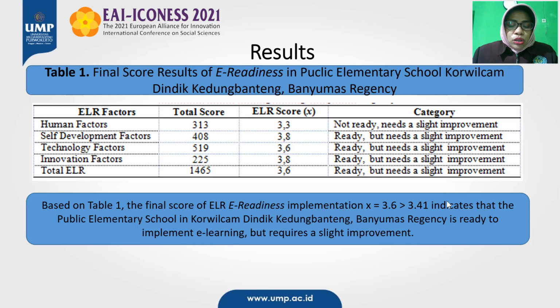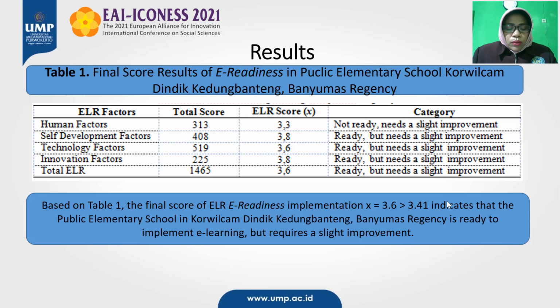For the innovation factor, the total score is 225, the ELR score is 3.8, it means the school is ready but needs a slight improvement. For the total ELR score is 14,065 and this ELR score is 3.6. The school for the self-development factor has a total score of 818. The ELR score is 3.8. It means the school is ready but needs a slight improvement.